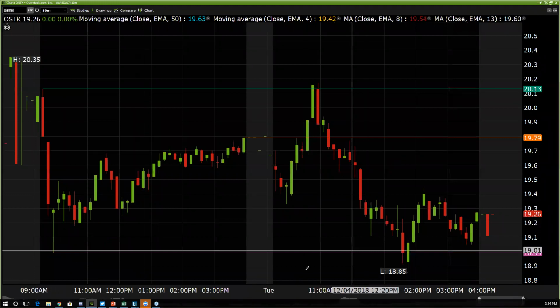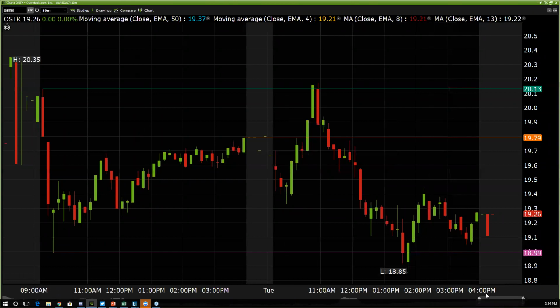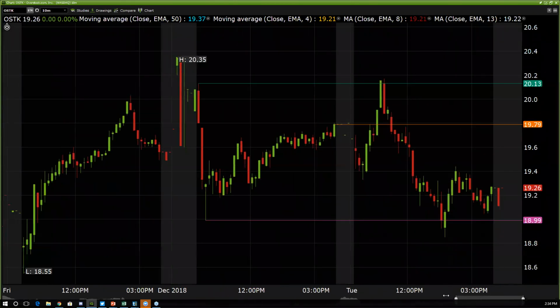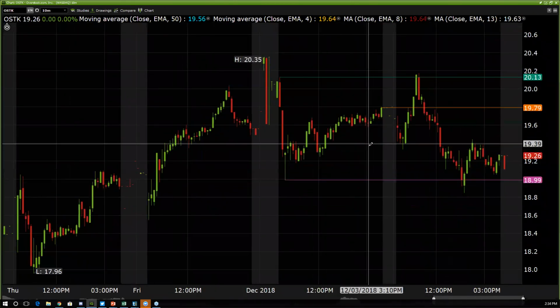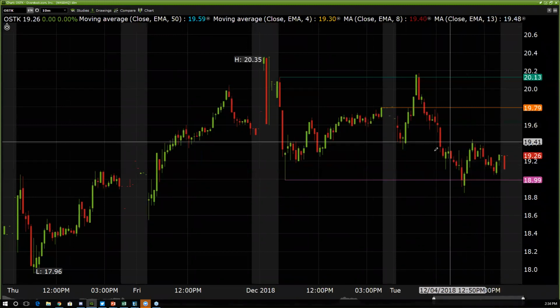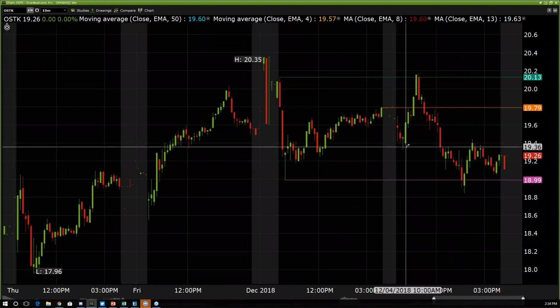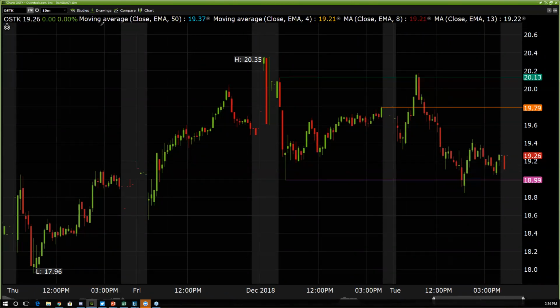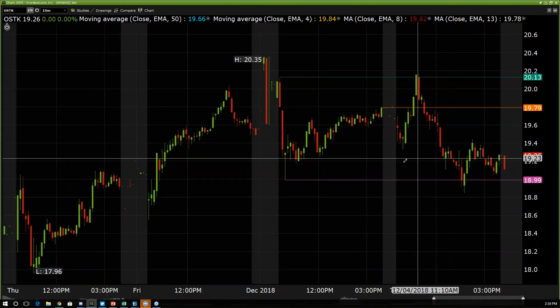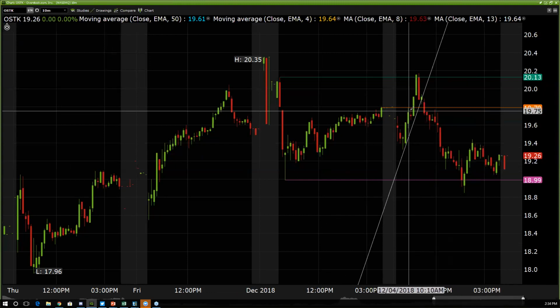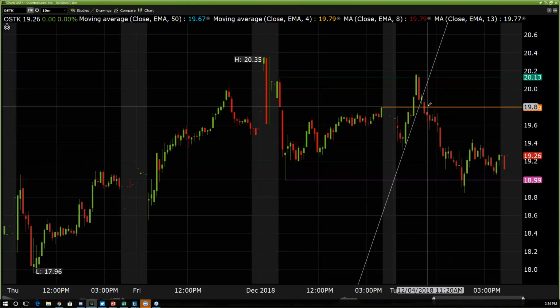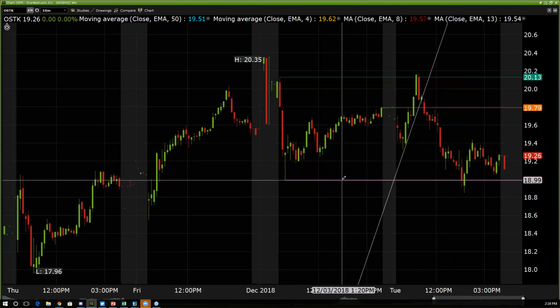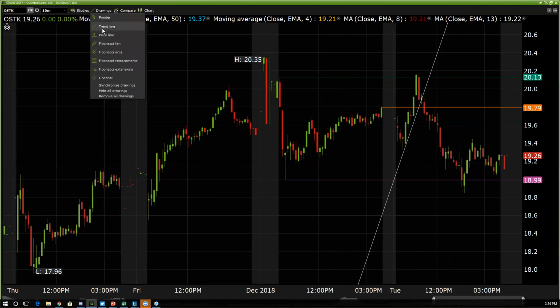So OSTK, let's take a look at this one. And let's say you were looking at the scanner, and let's say it's like an EMA cross, crossing the 20 SMA or something like that to the downside. So EMA, SMA cross to the downside. And let's say up here, when this trend broke, it started to cross that 20 SMA to the downside from 1980. So 1980, we know where the next low is. It's that support level at $19 down there.